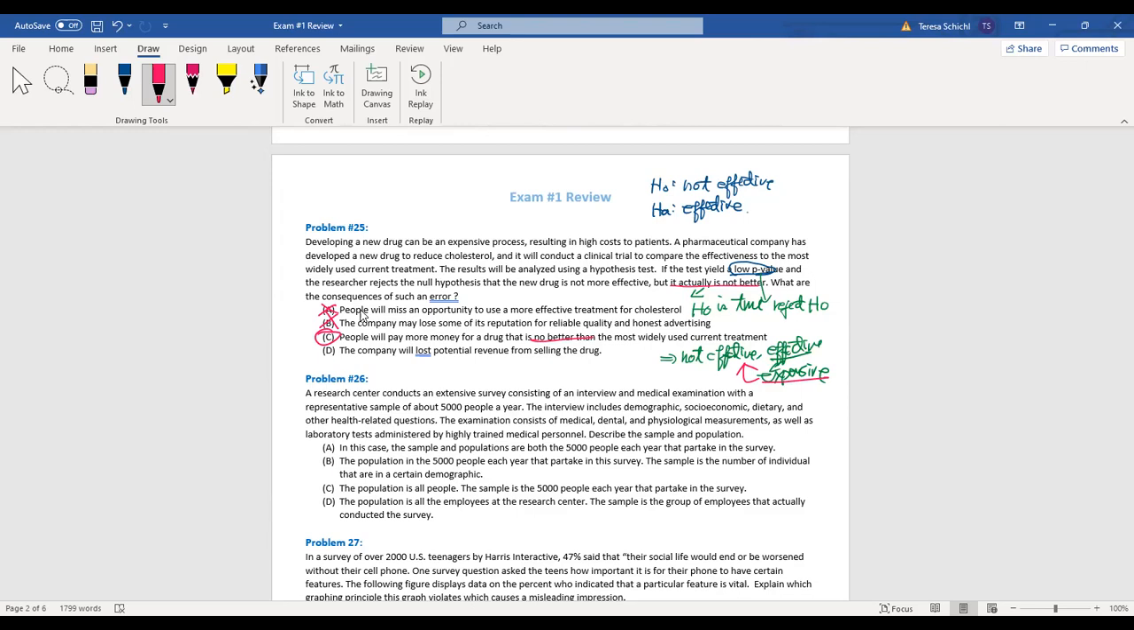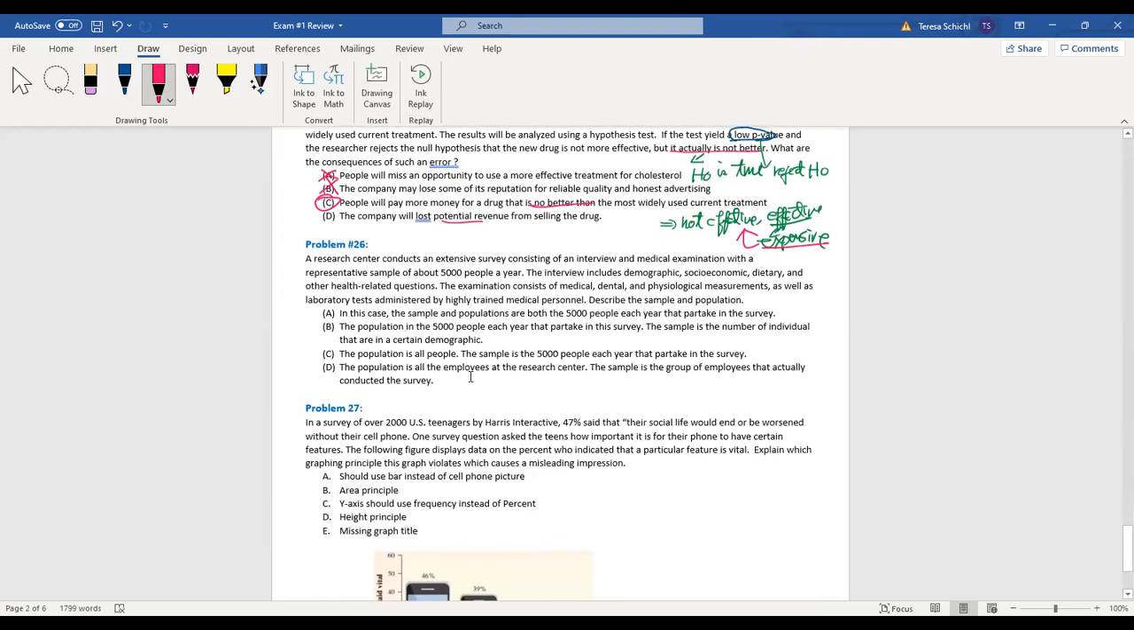Let's take a look at part D, what's wrong here. The company will lose potential revenue from selling the drug. No, because it's a high cost to the patient, so the company probably charges a very high amount of money for the patient. So we don't know we'll lose the potential revenue. We're not going to, because we say it's effective. So the correct answer should be C here.